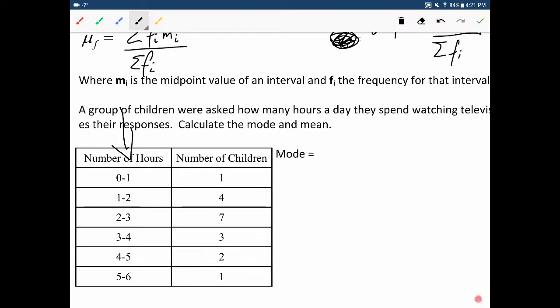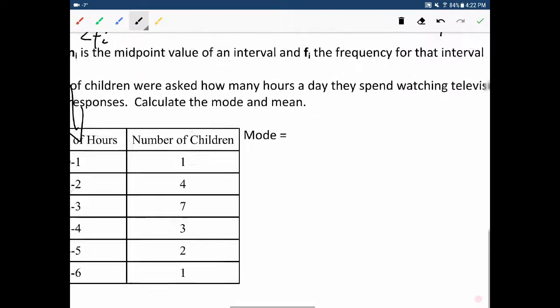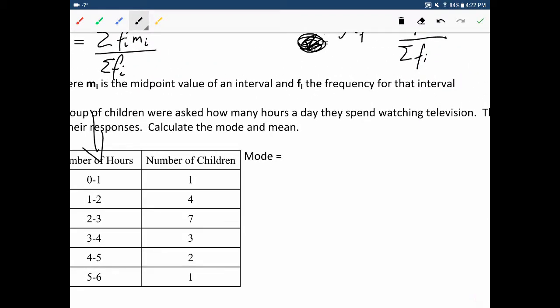First of all, we're going to find the mode, which of course is just the most frequent. That's the easy one to do, because it's just 7. It's just that one because it's got the most. So the mode is 2 to 3, and that's all there is to it. The interval with the most people in it is the mode.